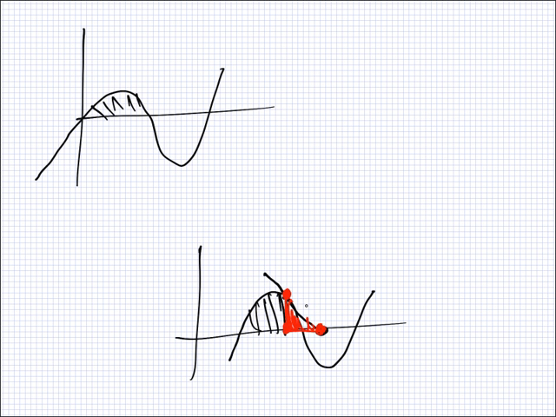You know, part A, find the tangent. Did we do this in A? Yeah. Part B, find the roots. Did we do this in A? Yeah. Part C, find the area under the quadratic or the cubic. Yeah. Part D, find the area of the triangle. Yeah. Part E, add them together.